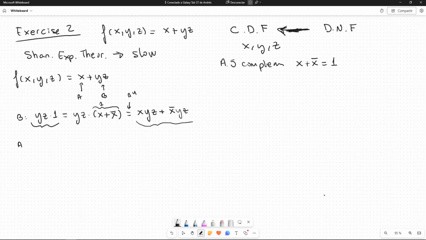We are going to work with the term A. In the term A, we need the Y and the Z to appear. The way of making the Y appear is applying again the complementation axiom. We need the Z as well, so we apply again the complementation axiom. Remember that this is 1 and this is 1, so we are not really changing anything. Applying the distributive property, we are going to obtain the following.